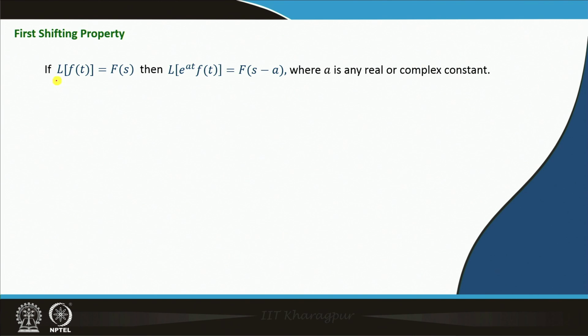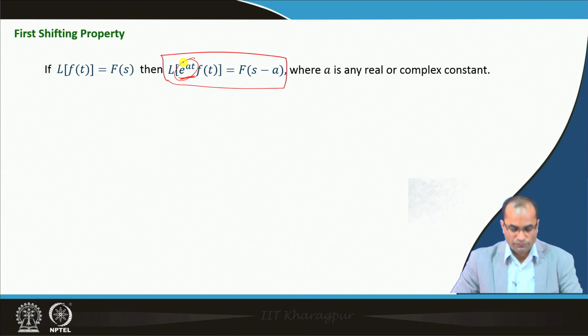If the Laplace of f t is F s, then this property says that the Laplace of e power a t f t will be F s minus a. So, if we multiply f t by e power a t, then there will be a shift in the Laplace transform. So, s will be replaced by s minus a. Naturally, once we have this property, it will be much easier to find the Laplace transform where we see the multiplication of some exponential function.